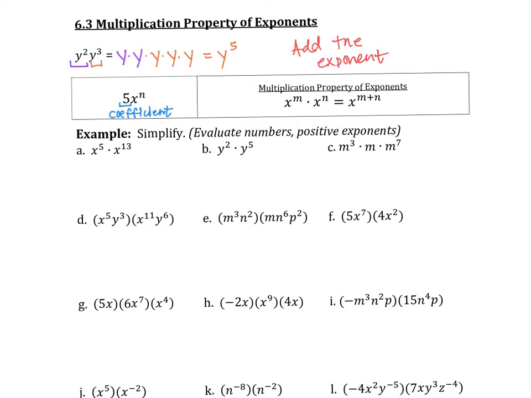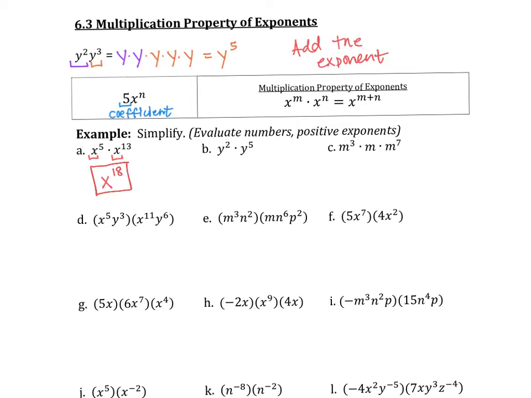Okay, so let me go ahead and look at the first one. A says x to the fifth times x to the 13th. They both have a base of x, and I'm multiplying them. Because they both have a base of x, I can add the exponents. This is 5, 13, 5 plus 13, 18. Remember, this is a shortcut to writing out x to the fifth, x to the 13th, and then counting up all my x's at the end.